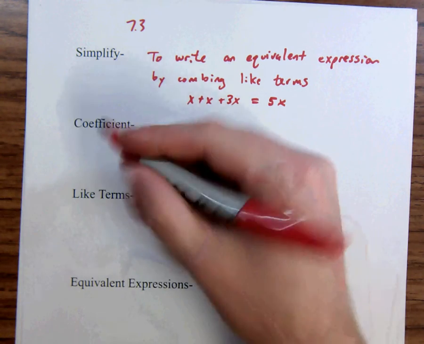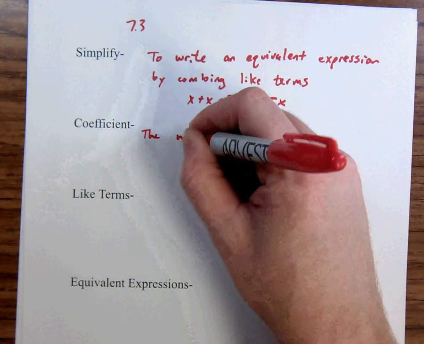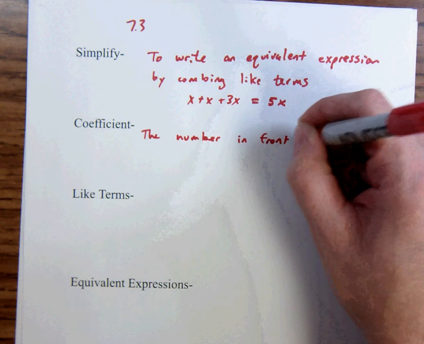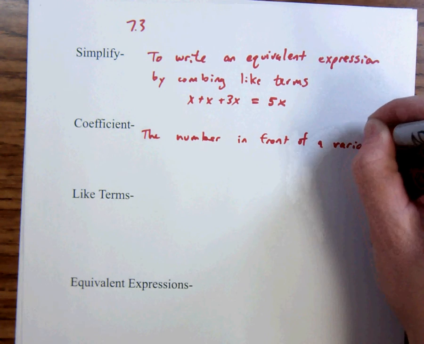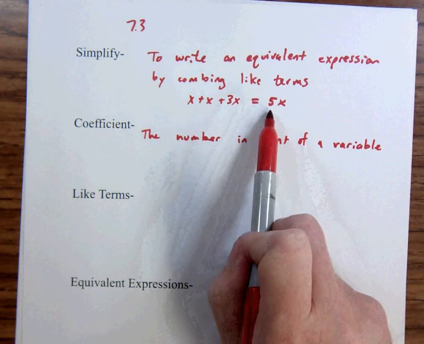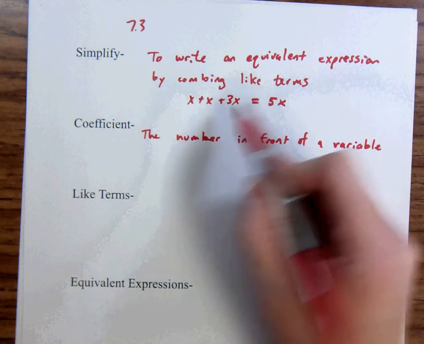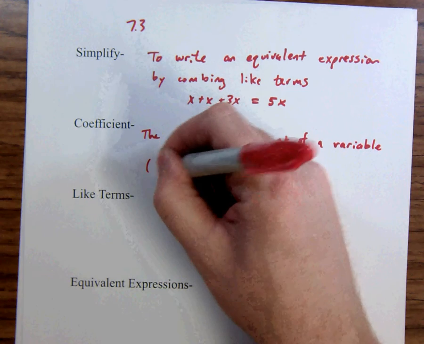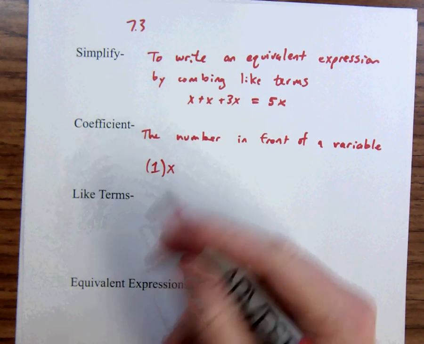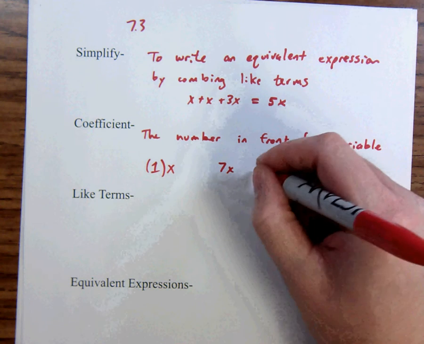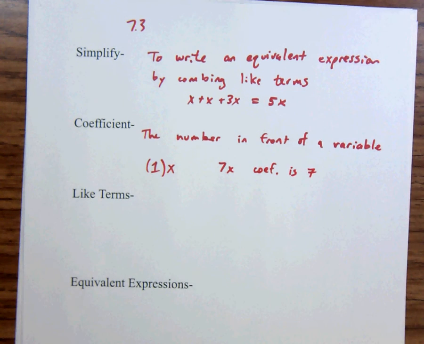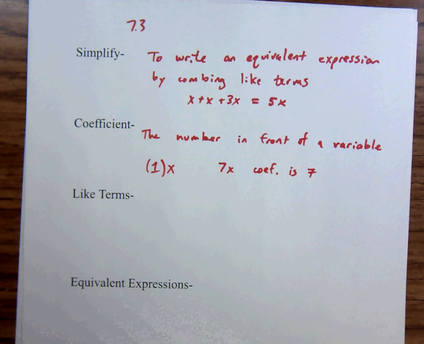So coefficient. A coefficient is the number in front of a variable. So the number in front of this variable is 5. That's the coefficient here. Now, if I just have x, it has a coefficient as well. It's just hiding. It's a sneaky little understood 1. Okay? So if I said 7x, the coefficient is 7. So that's coefficient, and that comes into play a lot more next chapter.